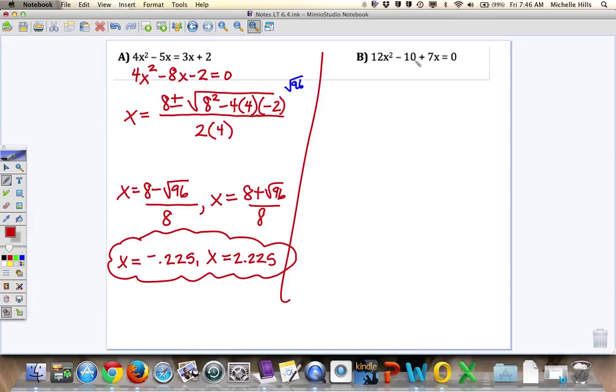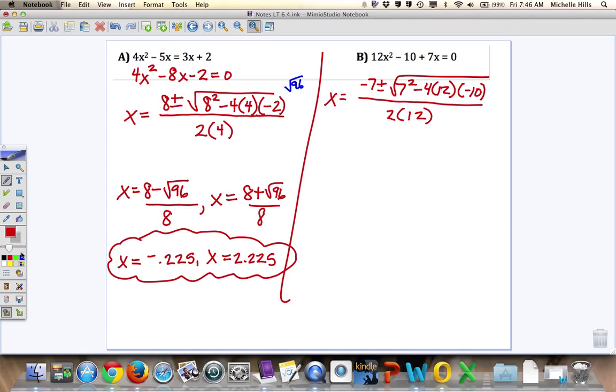Here, I put these in a reversed order, sort of mixed them around, just to make sure that you're paying attention to the fact that they're not always written in the correct order. So A is 12, B is 7, and C is negative 10. So x equals, big long fraction bar, opposite of B, so opposite of 7 is negative 7, plus or minus the square root of b squared minus 4 times a times c, all over 2 times a.